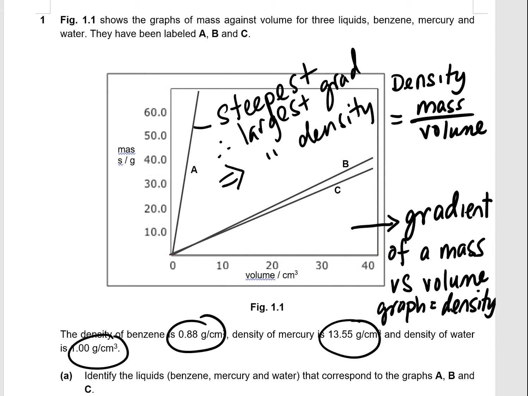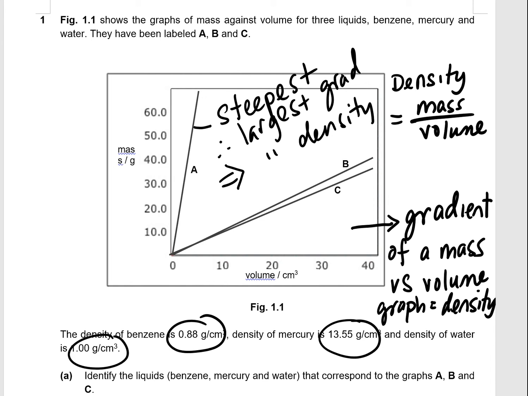Because when you want to find gradient, you will take the increase in y, so y2 minus y1, and divide by x2 minus x1, which is the increase in x. So basically, you're taking the mass divided by the volume, and that will be equal to the density. So therefore, the one which is the steepest, so graph A is very steep. The steepest graph would mean that it has the largest gradient, which will mean that it will have the largest density. So that corresponds to mercury over here.